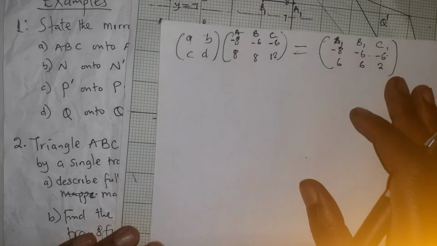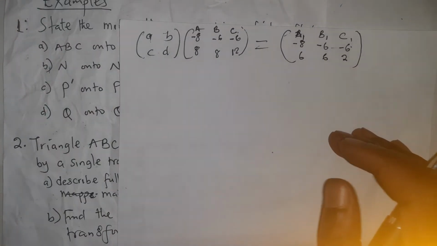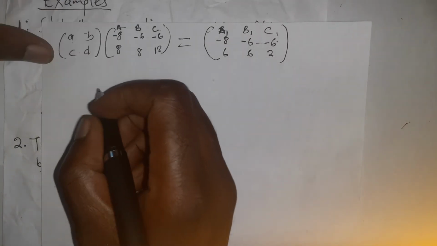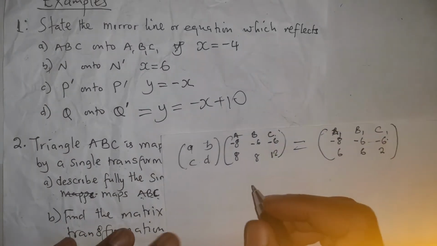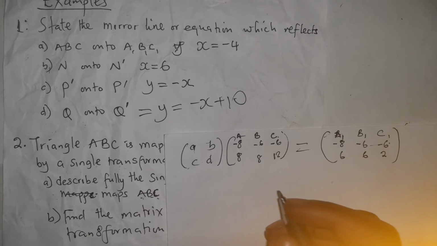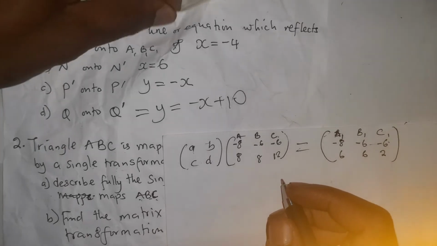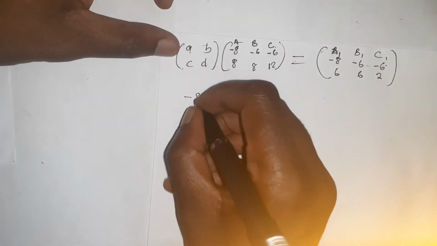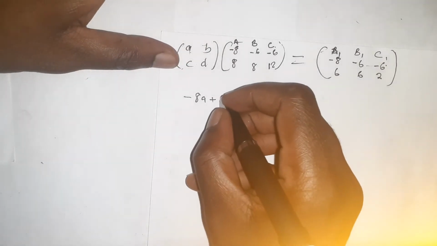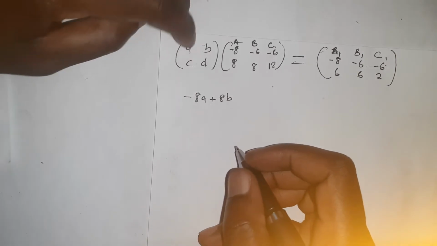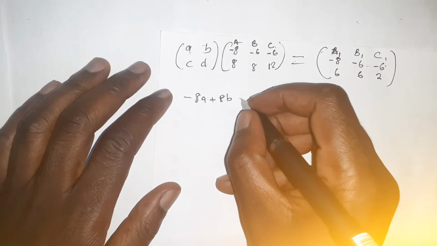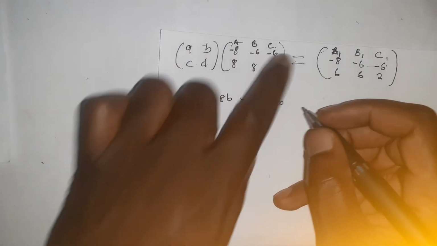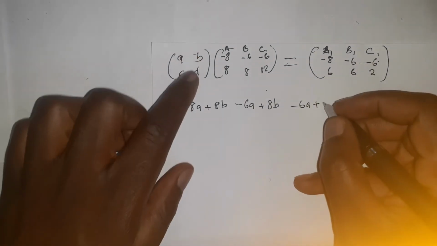Okay? Then we multiply now. How do we multiply matrices? Row by column. A multiplied by negative 8, we are going to get negative 8A plus B multiplied by 8, we are going to get 8B. Then we do the same thing on this one. A multiplied by negative 6 is going to be negative 6A plus B multiplied by 8 is going to be 8B. Then the last one, A multiplied by negative 6 is going to be negative 6A plus 12B.